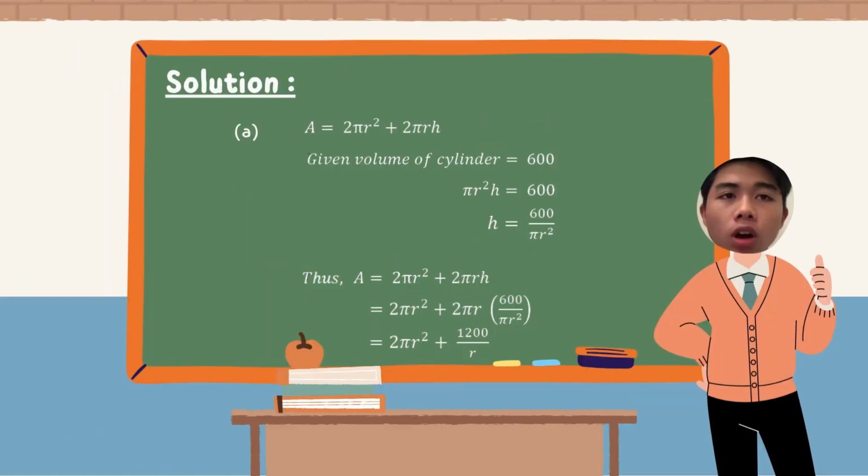For question A, we must show that the surface area of the container is 2πr² plus 1200 over r. The equation for the area of a cylinder is 2πr² plus 2πrh. Given the volume of the cylinder is equal to 600, we must use the volume formula of a cylinder, which is πr²h, and move the πr² to the right side, giving us the value of h. After that, we must substitute the h into the area of cylinder equation to finally get 2πr² plus 1200 over r.